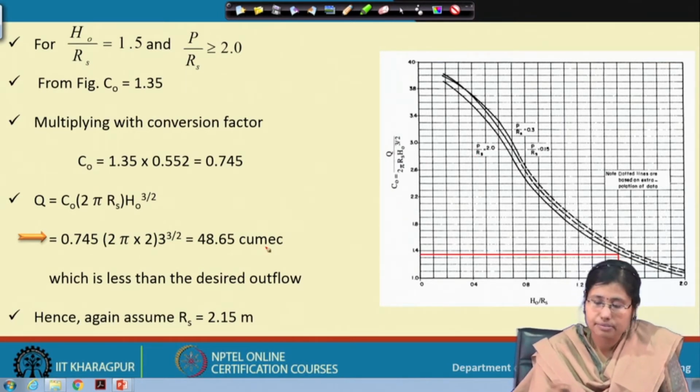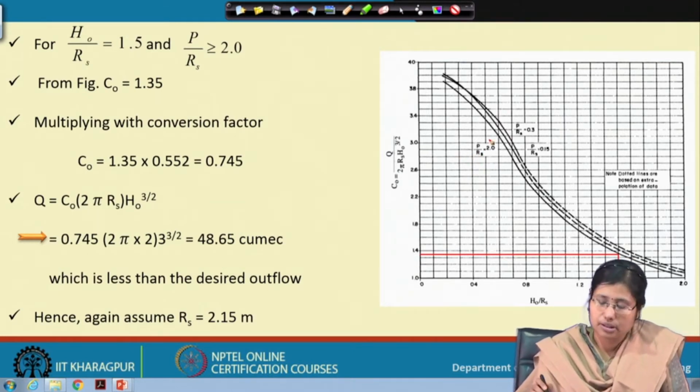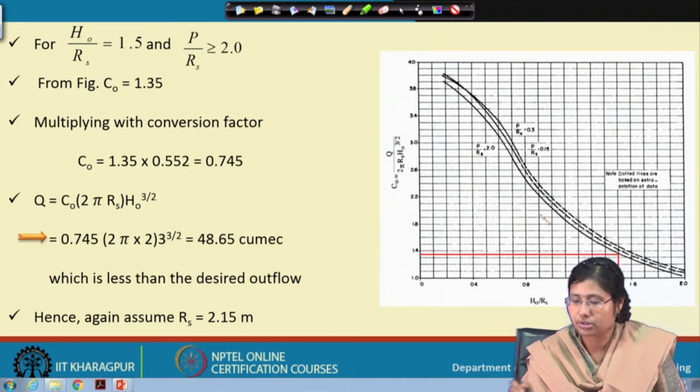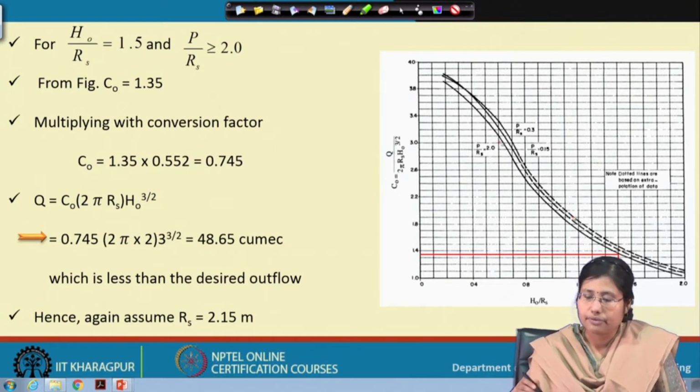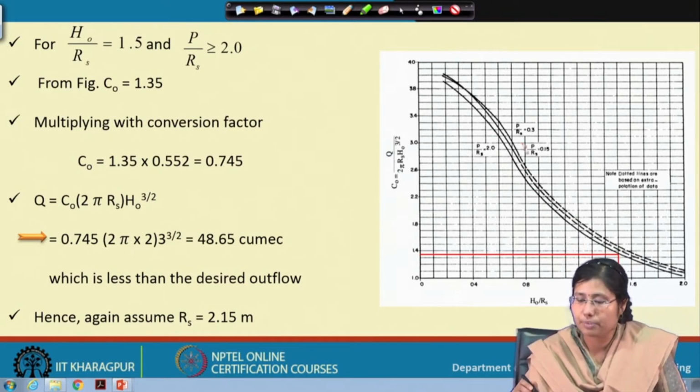So, here it means to say that P is nothing but the pressure, and the ratio P by Rs, that is the pressure divided by the radius of the flow, is such that we assume these curves are obtained at different values of P by Rs.